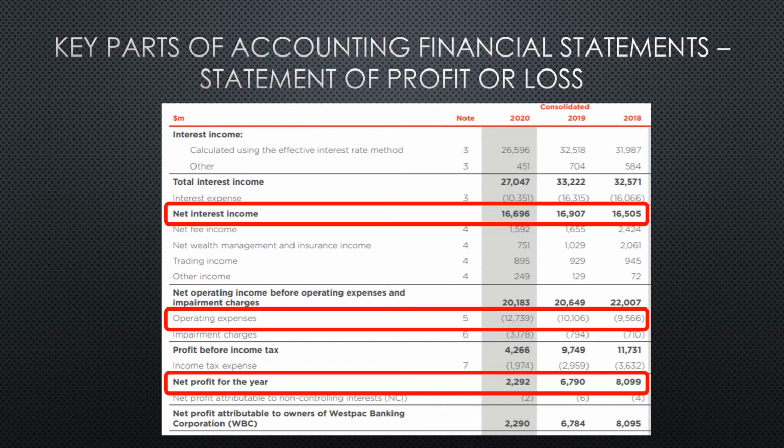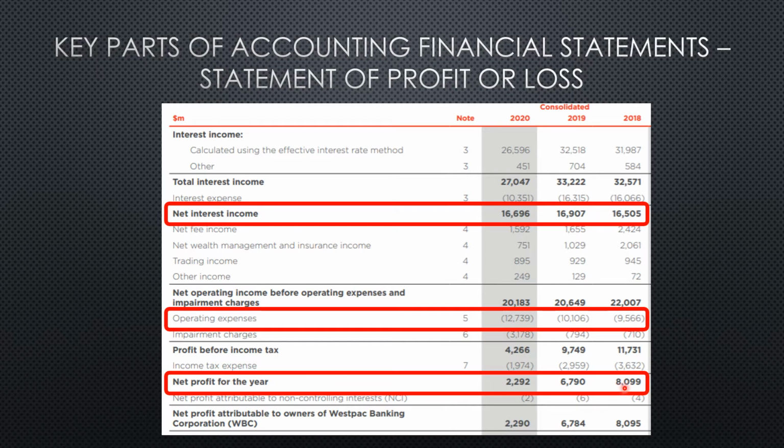Just a recap from last week's vodcast and looking at the key parts of an accounting financial statement. In this case, we are looking at a statement of profit or loss, which looks at how much profit the business made for that financial period, and the number of key accounts: total sales income, and in this case, net interest income, which is obviously looking at a bank's financial statement, whether their operating expenses are going up or down, and how much money they made in terms of profit for the year.